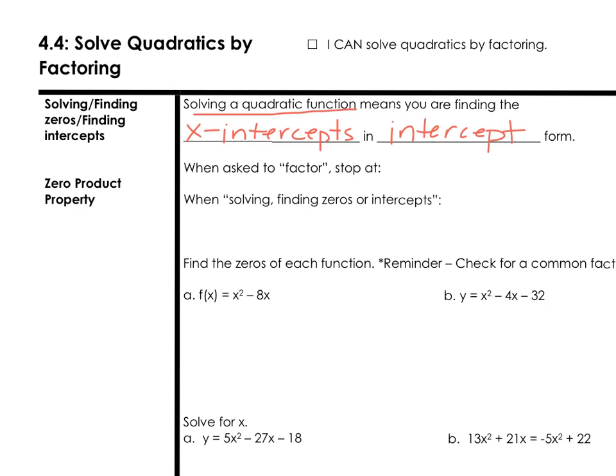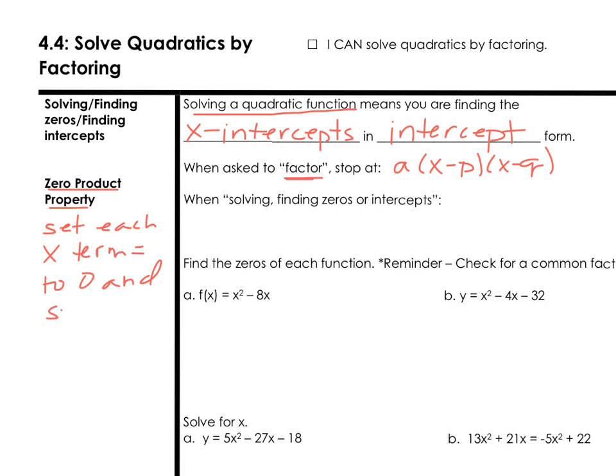Now, if we're just asked to factor and not solve, then we stop with the parentheses. So maybe you have something out in front, and x minus p and x minus q. You leave it in parentheses form. But to take it one step further, we'll apply the zero product property. And that just means you set each x term equal to 0 and solve. Kind of like what we did when we found x-intercepts in lesson 4.2.